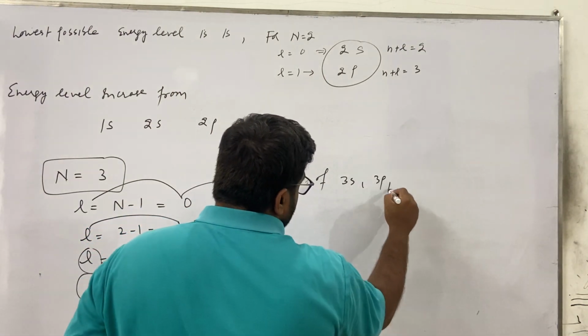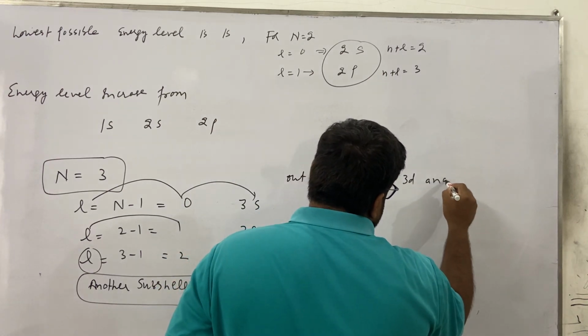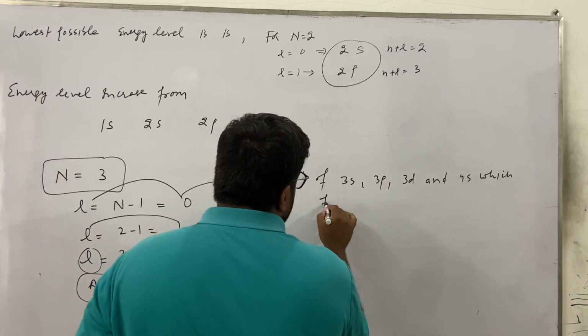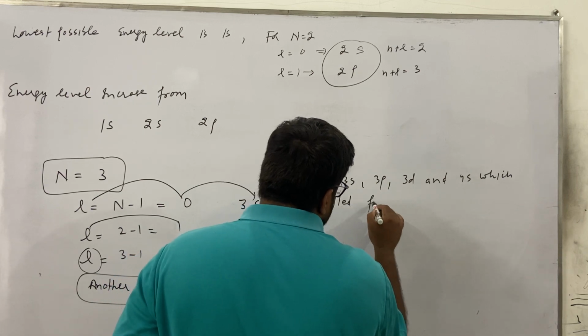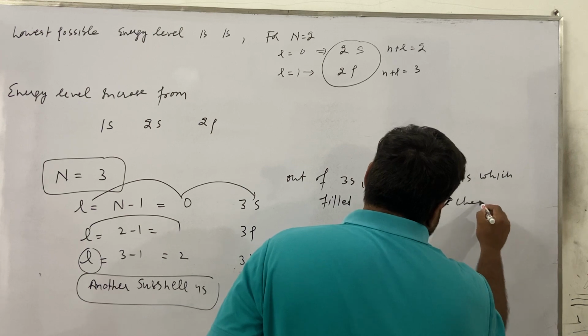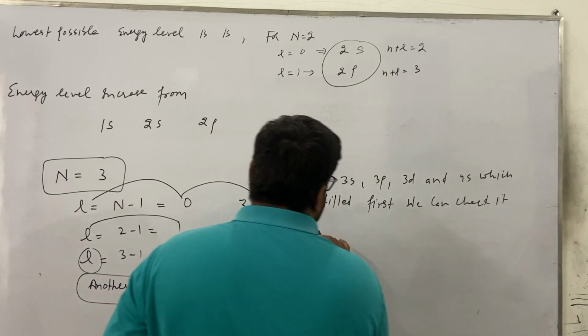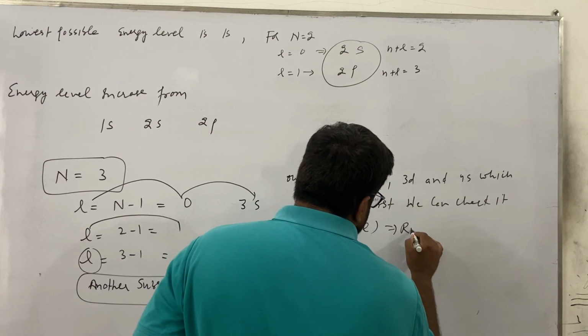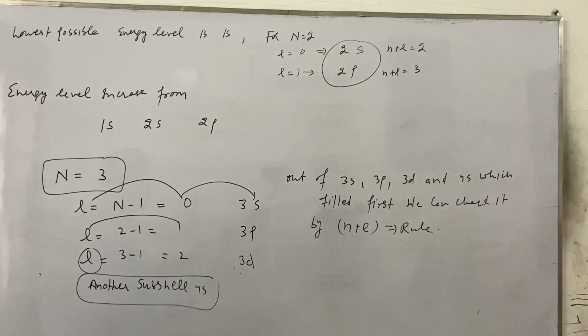Out of 3s, 3p, 3d and 4s, which will be filled first? We can check it by n plus L rule.